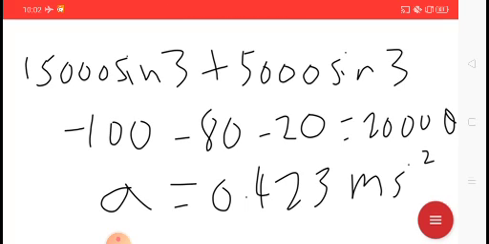If you use the total system to solve, I think the simultaneous equation is not so complicated. If you only use the simultaneous equations for separate items, the solving of the equations will be a bit complicated, but it's okay to use that also. So you have the acceleration for the total system, 0.423 meters per second squared. Now you can consider the net force equation for the tension, for the separate items.